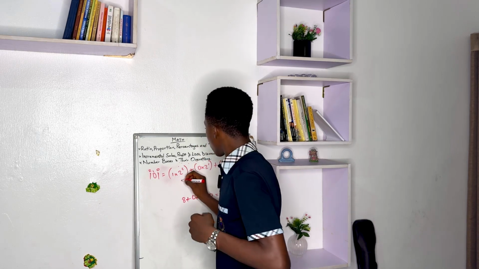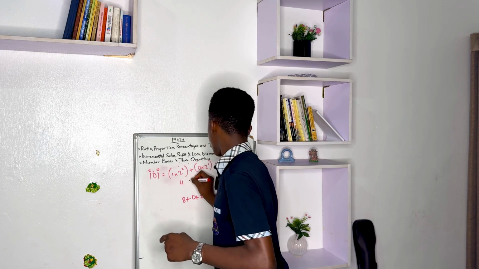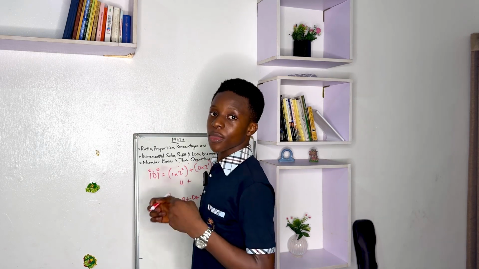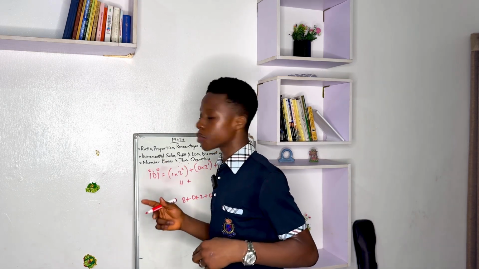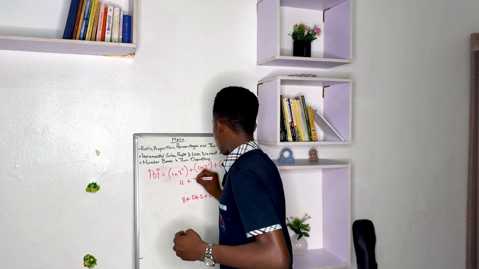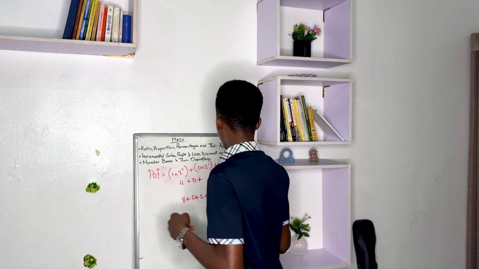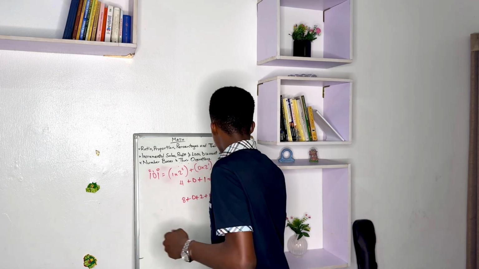1 times 2 raised to the power of 2. 2 raised to the power of 2 is 4. And 1 times 4 is 4. 2 raised to the power of 1 is 2. 0 times 2 is 0. And then 2 raised to the power of 0 is 1. 1 times 1 is 1. 4 plus 0 is 4. 4 plus 1 is 5.